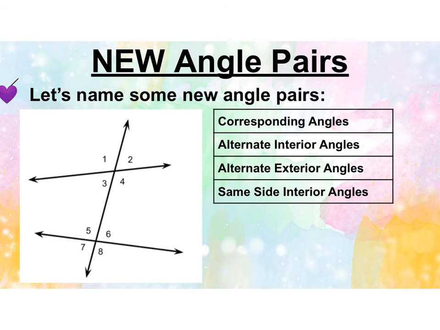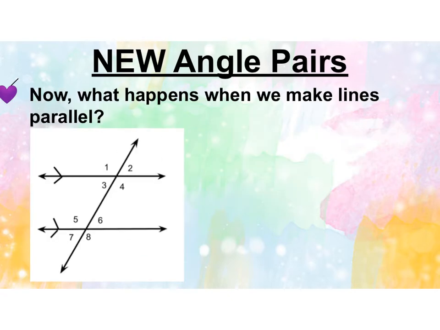So our new names are corresponding angles, alternate interior angles, alternate exterior angles, same side interior angles. Those are the 4 angle pairs that we're going to be concentrating on. So now what happens when we make the lines parallel? Notice I put these little arrowheads on here to say that the lines are parallel, so we could say line A is parallel to line B, and C is our transversal.